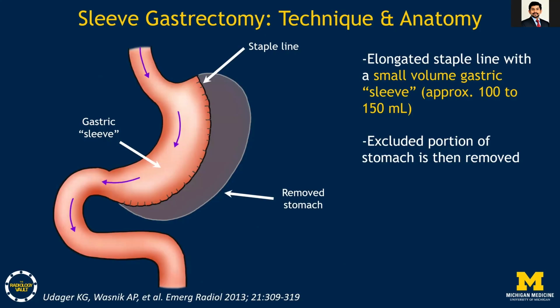As you can see, there is an elongated staple line that extends from the level of the gastric fundus all the way to the greater curvature, with the primary goal to create a small volume gastric sleeve, as you can see in this image right here. The goal is to have a gastric volume of approximately 100 to 150 ml. And then the excluded portion of the stomach outside of the staple line is surgically removed.